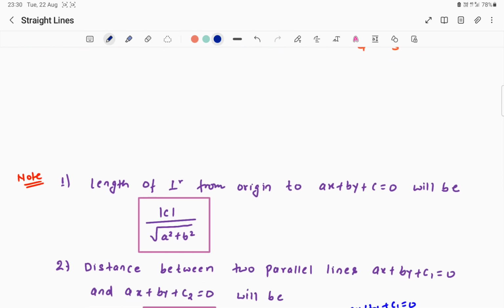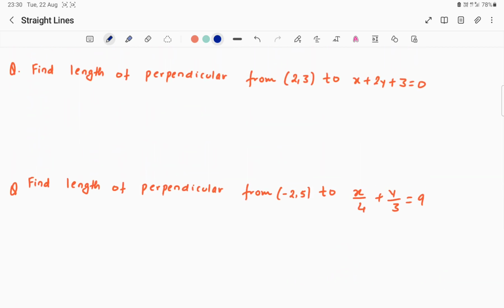Okay, so without much delay we can quickly see a question. Let's say they're asking to find the perpendicular distance of 2 comma 3 from this line. So simple thing, take modulus, in place of x 2, in place of y 3, plus 3, divided by root under a square plus b square. So 1 square plus 2 square is 5. So 3 twos are 6, plus 3 is 9, 9 plus 2 is 11. So we get 11 by root 5.